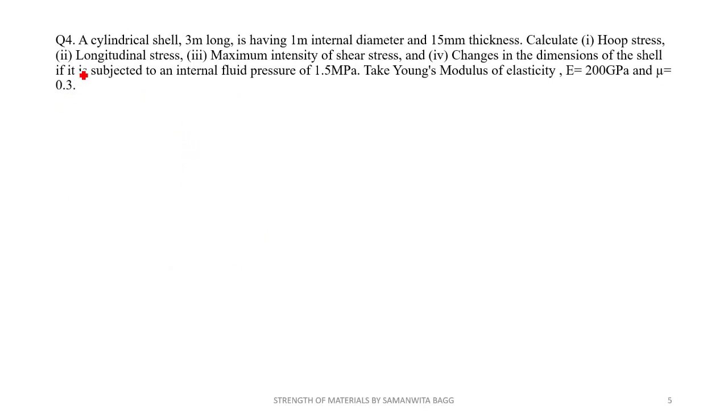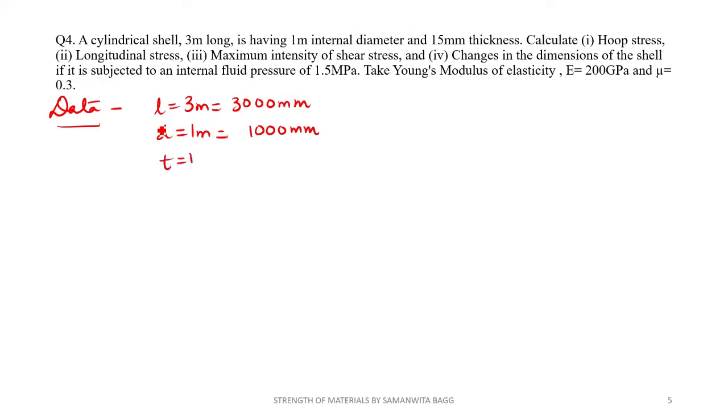Okay, a cylindrical shell 3 meter long, the value of L is given as 3 meter, that is 3000 mm, is having 1 meter internal diameter. So D is given as 1 meter, that is 1000 mm, and 15 mm thickness. So value of T is given as 15 mm.